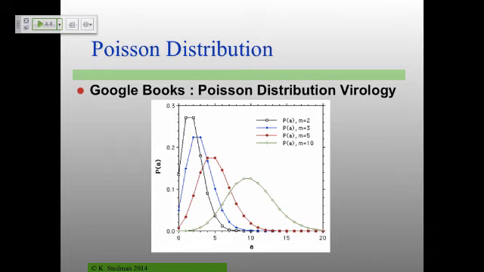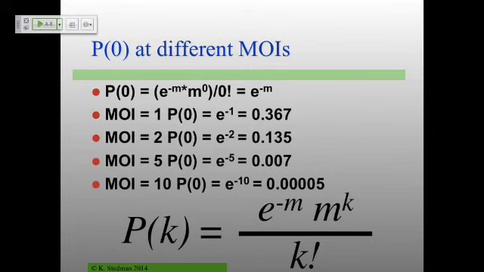P of 0, which is usually what we care about, that's the non-infected proportion of cells. If you just mix the same number of virus particles with the same number of cells, 37% of them are going to be non-infected. Okay, if you're trying to do a synchronous infection, this is clearly a problem. MOI of 2, 13%. MOI of 5, still about 1% of your cells are going to be non-infected. So to do a nice synchronous infection, people try and do MOIs of 10.